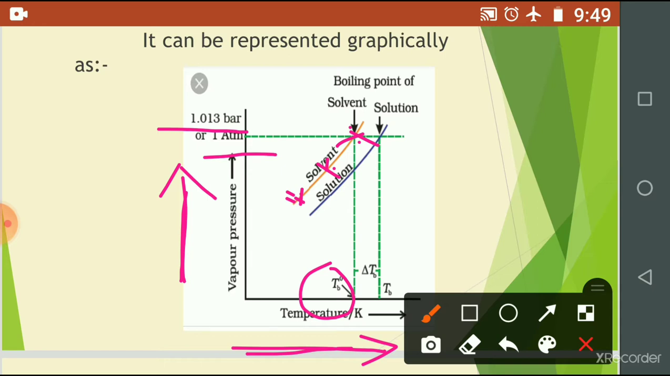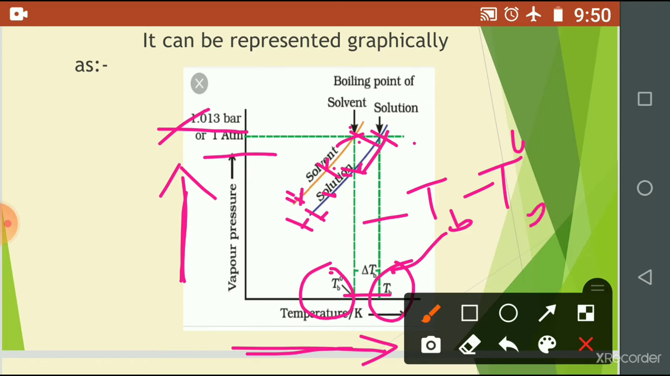Now, if we add a non-volatile solute to the pure solvent, as we have discussed, its vapor pressure decreases. As we go on increasing the temperature, vapor pressure increases. When it reaches the boiling point of the pure solvent, the vapor pressure is less. In order to reach 1 atmospheric pressure, we heat it further so that its vapor pressure becomes equal to atmospheric pressure. This temperature at which the vapor pressure of the solution becomes equal to atmospheric pressure is called the boiling point temperature of the solution. The increase in the boiling point is delta TB, which is calculated as TB minus T0B. This is called elevation in boiling point.